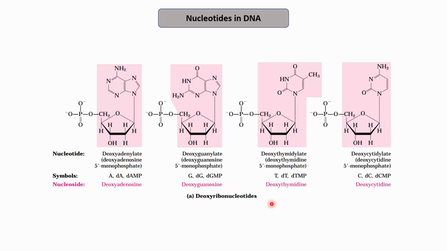The next nucleotide present in the DNA is deoxythymidine, where the nucleoside is known as deoxythymidine, and the nucleotide is known as deoxythymidylate, or deoxythymidine 5' monophosphate. And the next nucleoside present in the DNA is deoxycytidine, whose nucleotide is also known as deoxycytidylate, or deoxycytidine 5' monophosphate. These are the nucleotides present in the DNA molecules, and we can see that all of them have a pentose sugar, which is a deoxyribose sugar.